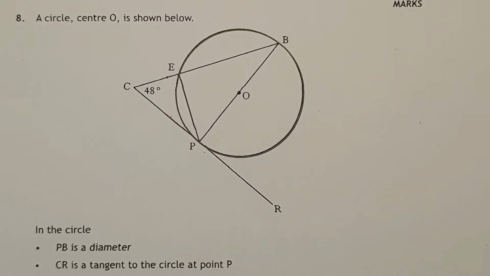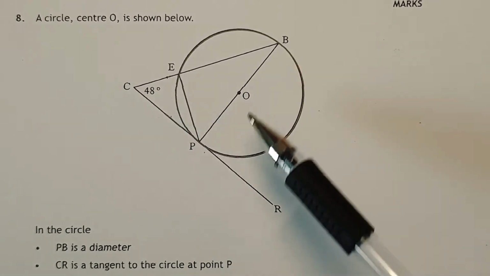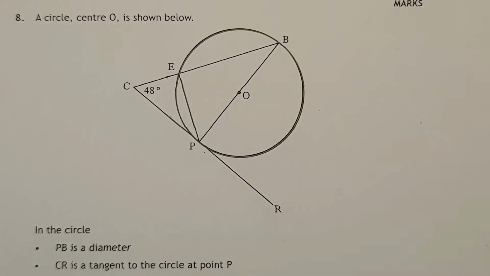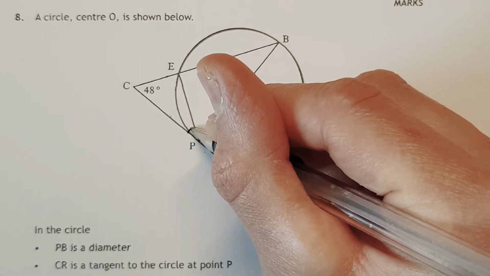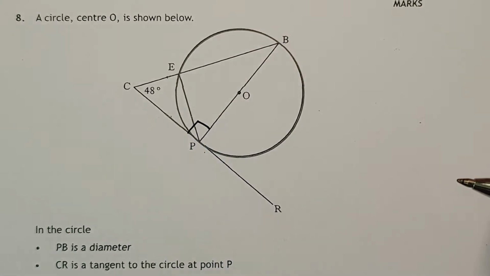National 5 Maths Practice Paper G, Paper 1. Now in this question we've got a circle and a triangle, a couple of triangles there and a tangent. So we're told PP is a diameter and we're also told that CR is a tangent. So we know there's going to be a right angle where the tangent and the diameter meet each other. So we can add that in.